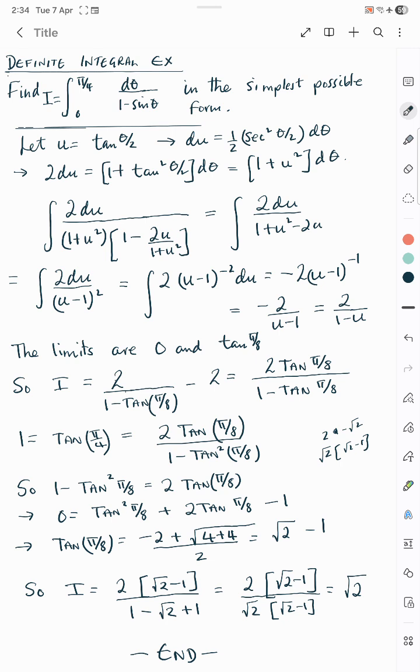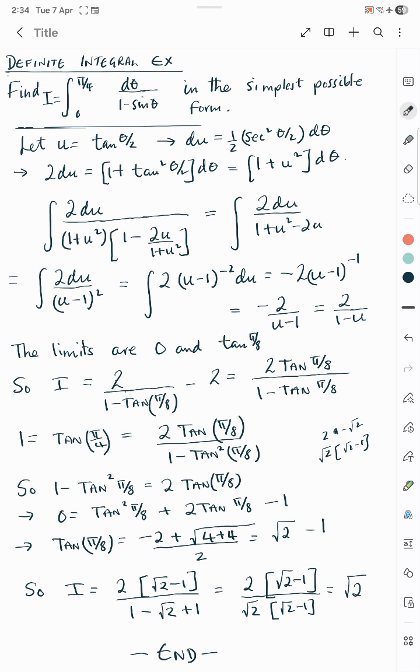And then the integral will transform to the integral of 2 du over 1 plus u squared times 1 minus 2u over 1 plus u squared, which simplifies to 2 du over 1 plus u squared minus 2u, which is 2 du over 1 minus u squared. I've left the limits out for the time being.